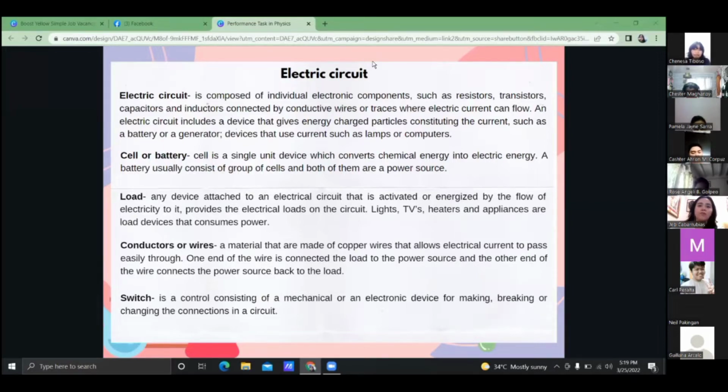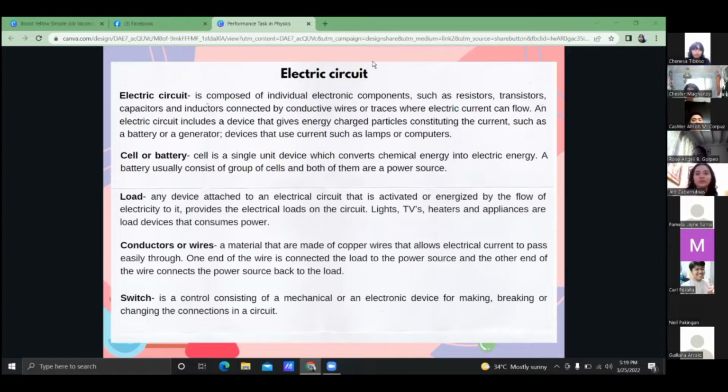And then the load, any device attached to an electrical circuit that is activated or energized by the flow of electricity to it provides the electrical load on the circuit. Lights, TVs, heaters, and appliances are load devices that consume power. Ang load naman po is a device na nag-activate ng flow of an electric energy whenever it is tapped into a certain electrical power source, like sockets, for example.